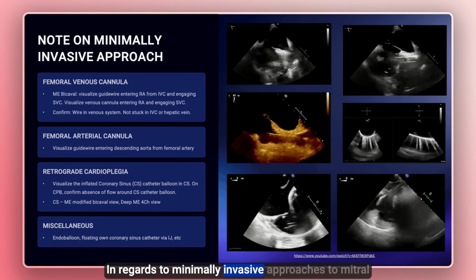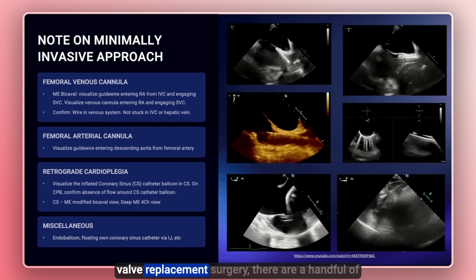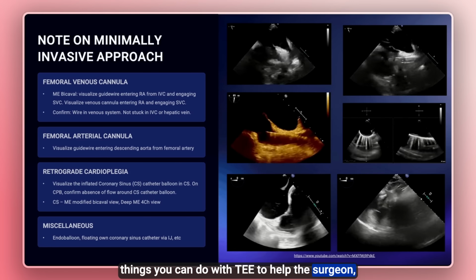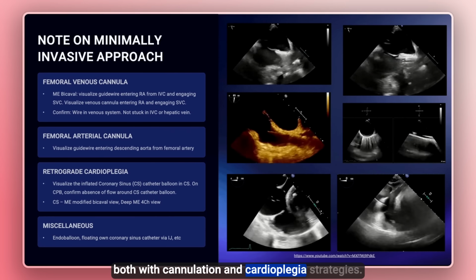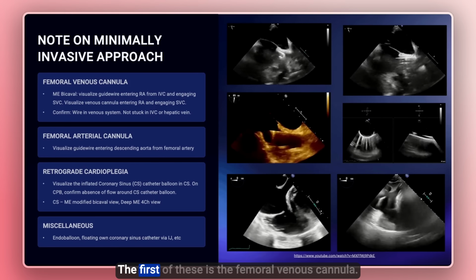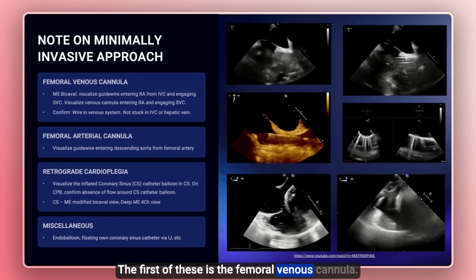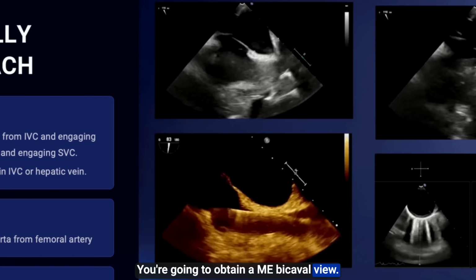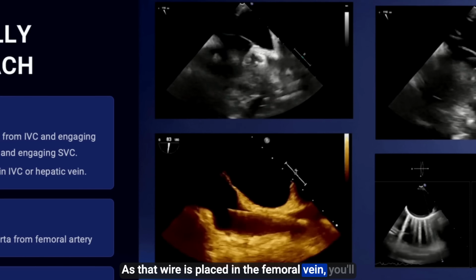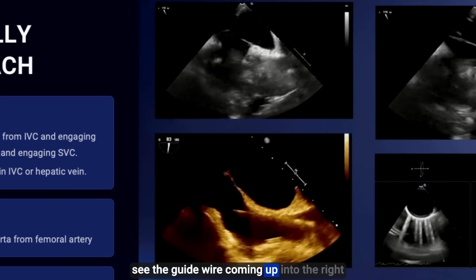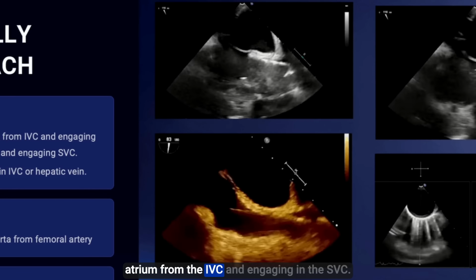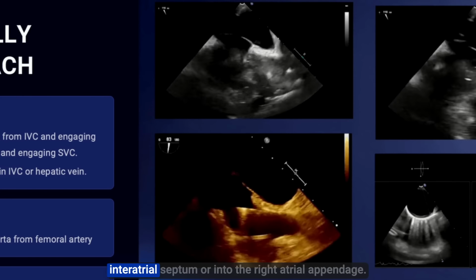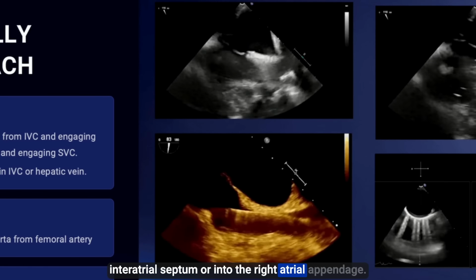In regards to minimally invasive approaches to mitral valve replacement surgery, there are a handful of things you can do with TEE to help the surgeon, both with cannulation and cardioplegia strategies. The first of these is the femoral venous cannula. You're going to obtain a mid-esophageal bicaval view. As that wire is placed in the femoral vein, you will see the guide wire coming up into the right atrium from the IVC and engaging in the SVC. You want to make sure it's not going across the interatrial septum or into the right atrial appendage.